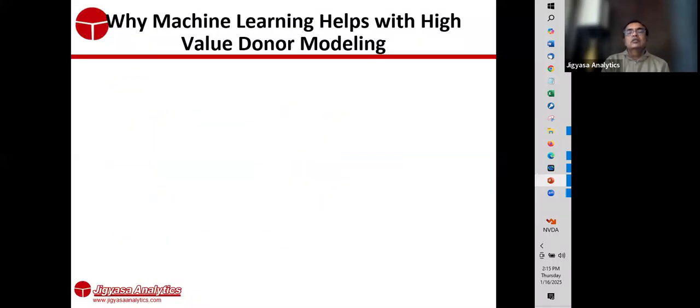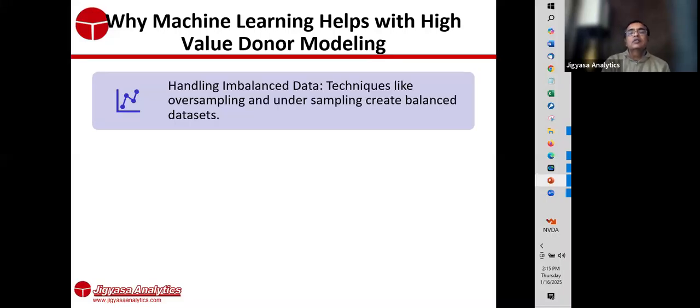Okay. So the question is why machine learning helps with high value donor modeling. So first of all, there is an imbalance in the data. There are fewer high value donors in general, and machine learning approaches are equipped with techniques of sampling and creating balanced samples that help us tease out the characteristics of the high value donor. So that's one of the things why machine learning helps.